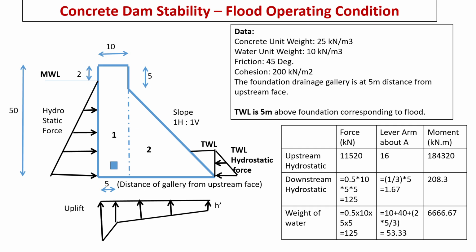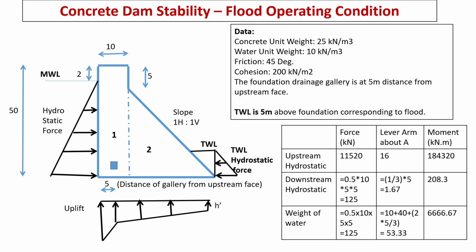Here, there is no change in upstream water level. Upstream hydrostatic load is similar to normal loading condition. In the downstream, there is 5 meters of tail water. Water weight will act on the downstream slope as well as tail water hydrostatic force. Weight is calculated by area multiplied by water unit weight. In the triangle area, height is 5 meters, base or horizontal width is also 5 meters as the downstream face slope is 1 horizontal to 1 vertical.